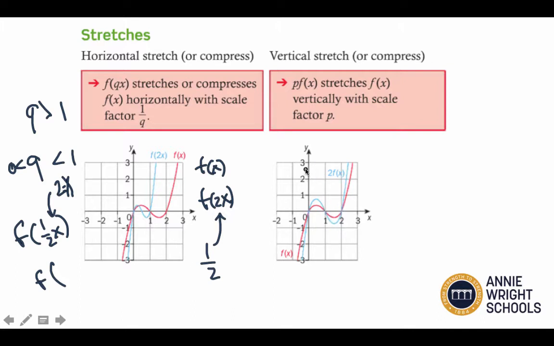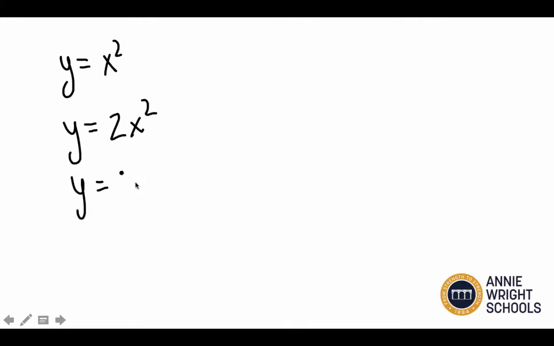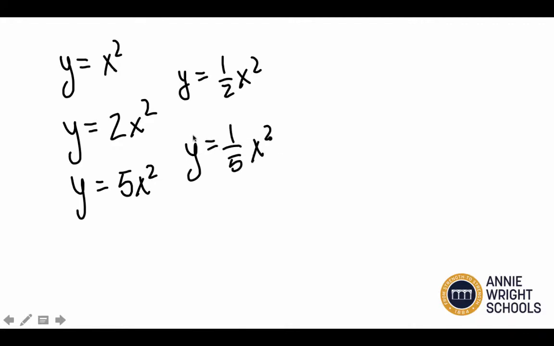Look at this again, and I'm going to ask you to do a couple things on your calculator. What I'd love for you to do on your calculator is to graph these functions. Y equals x squared, y equals 2x squared, y equals 5x squared. Watch what happens when you plug a 2 here and a 5 here. Then graph y equals 1/2 x squared and y equals 1/5 x squared. And look what happens when you have these different numbers.